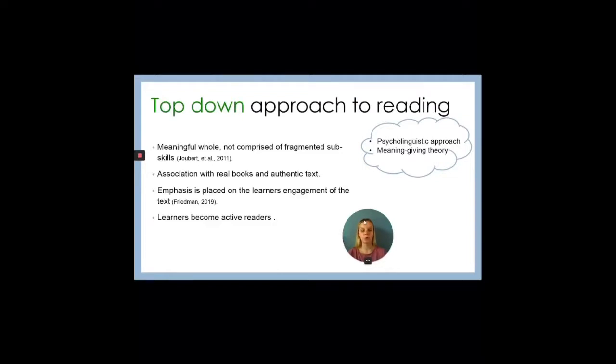When using this approach, the learners have association with real books and authentic text, as this helps them discover the meaning of reading. Emphasis is placed on the learner's engagement of the text. Instead of the learners just being able to recognize the words within the text, they must be able to understand the meaning. Learners become active readers as they discover the meaning of the text and understand it.